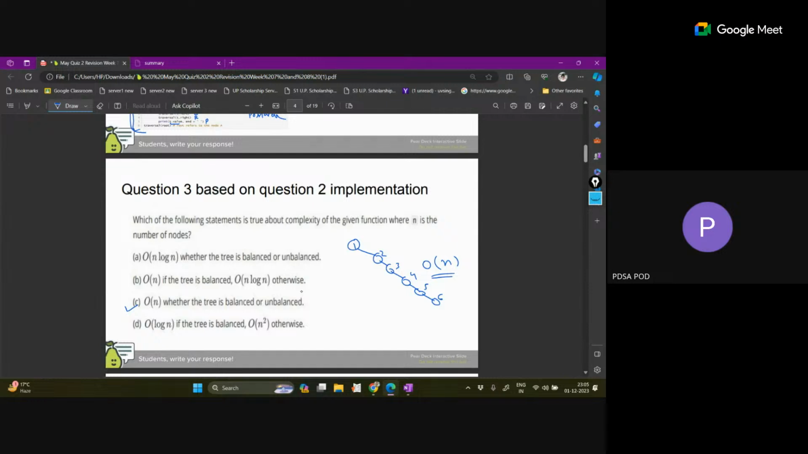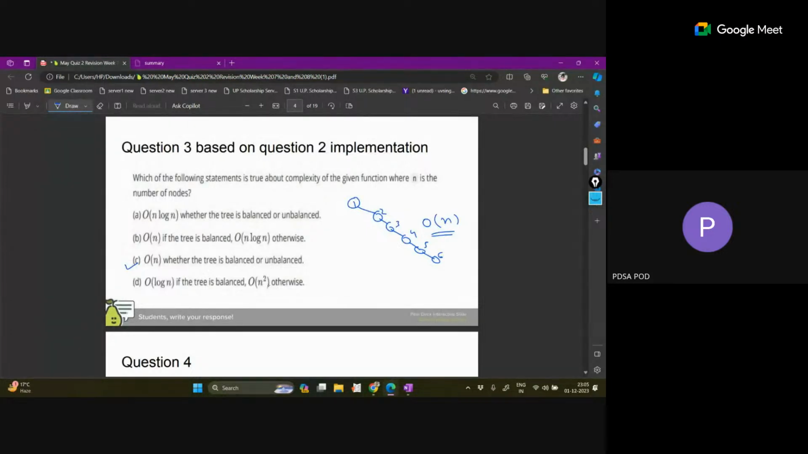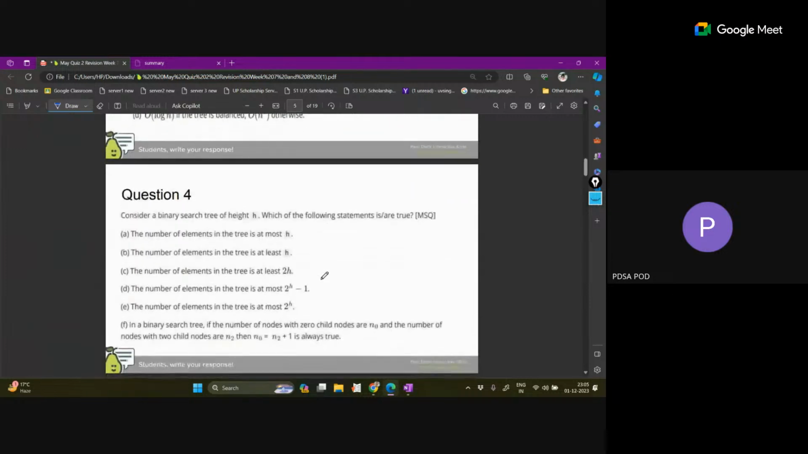So this type of question may be asked, like if the tree is not balanced, what is the worst time complexity? If the tree is balanced, what is the worst time complexity for searching? Okay. So for this question, this traversal always takes order of n steps, either balanced or unbalanced.